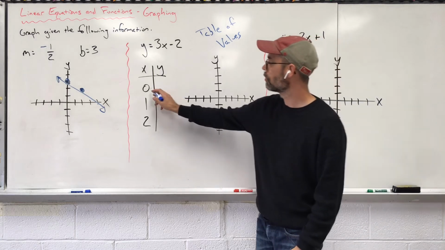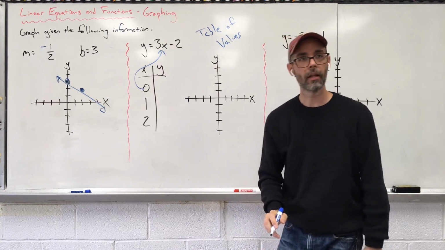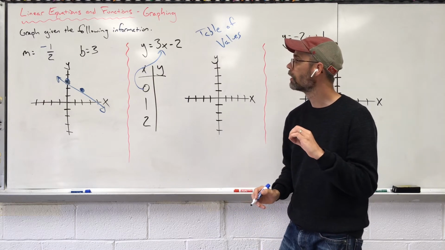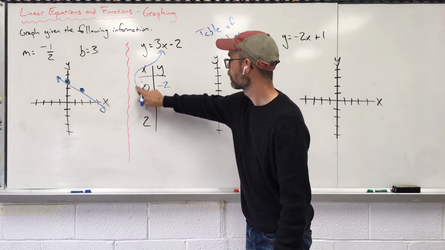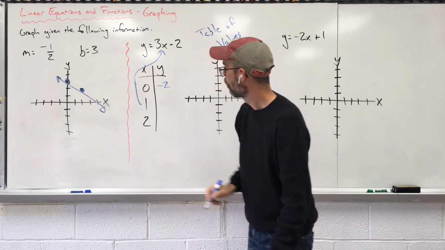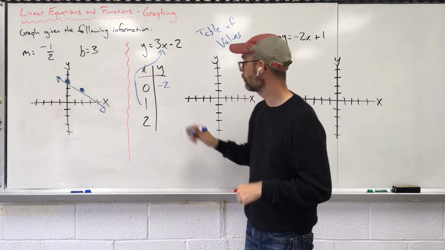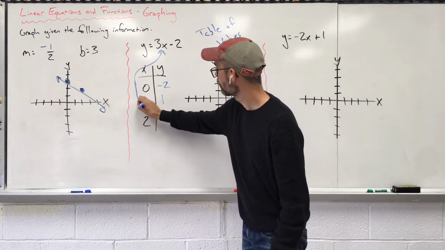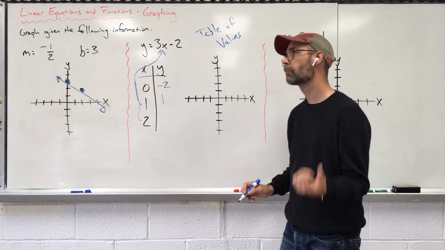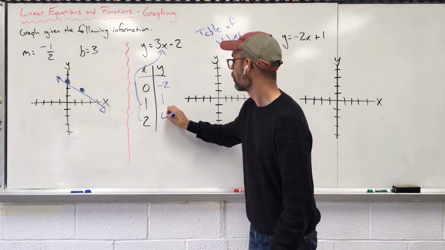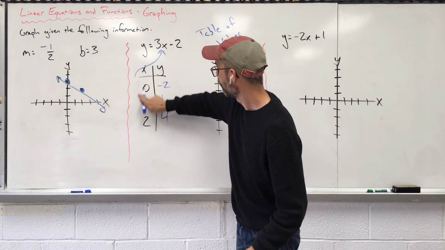I now want to substitute each one of these into my problem. So I'm going to take this 0, I'm going to plug it in there. 3 times 0 is going to give me 0. Take 2 away, we're left with -2. Let's take 1 and plug it in. 3 times 1 gives you 3. 3 minus 2, 1. And then let's go one more step, put 2 in there. 3 times 2 is 6. 6 minus 2, 4. You now just created 3 different coordinates for this graph.